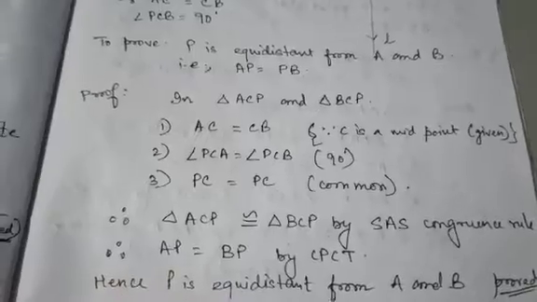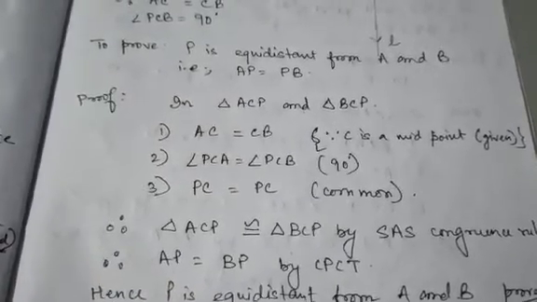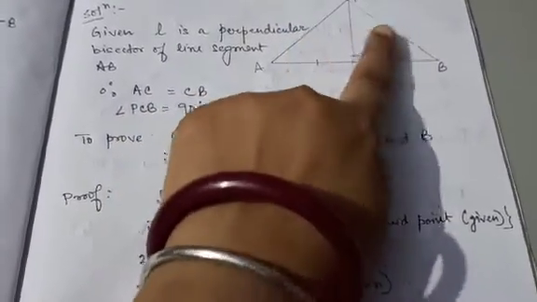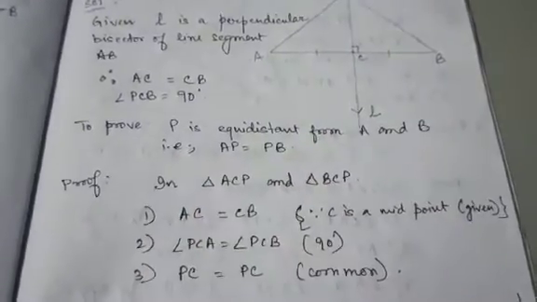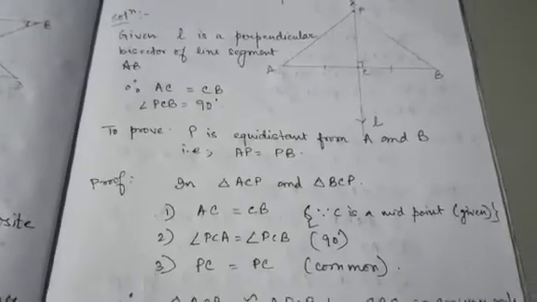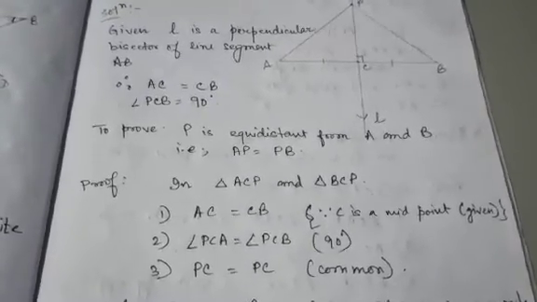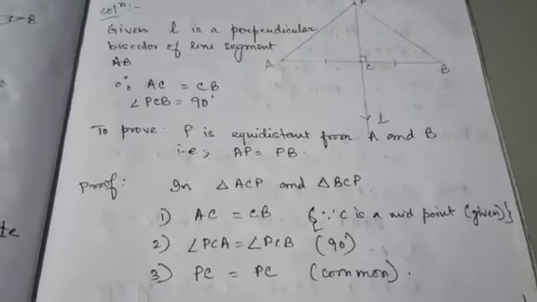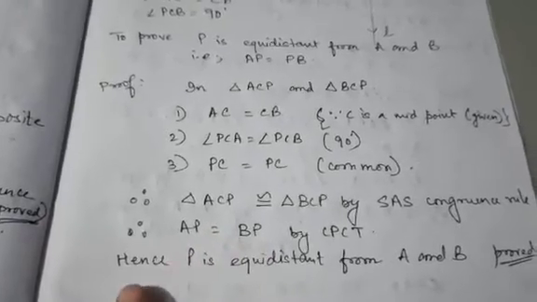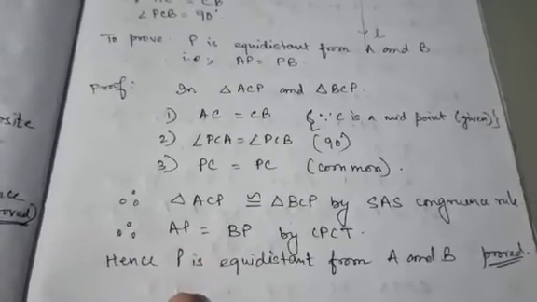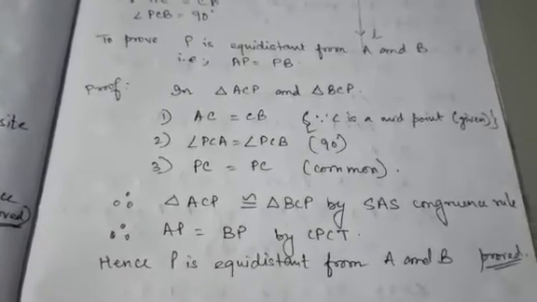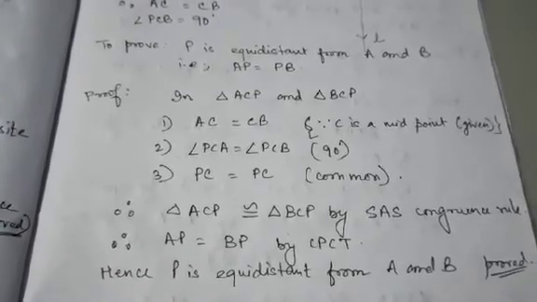So after congruency, we can say that AP is equal to BP. The line AP and this line BP are equal by CPCT, corresponding parts of congruent triangles. When two triangles are congruent, the sides of the triangles as well as the angles of the triangles are all equal. So we can say AP is equal to BP. Since AP is equal to BP, we can also say that P is equidistant from the points A and B. So this is our second example.